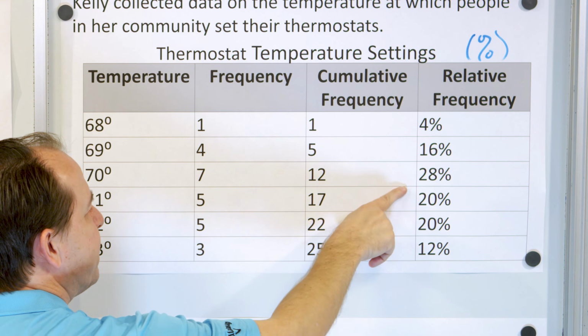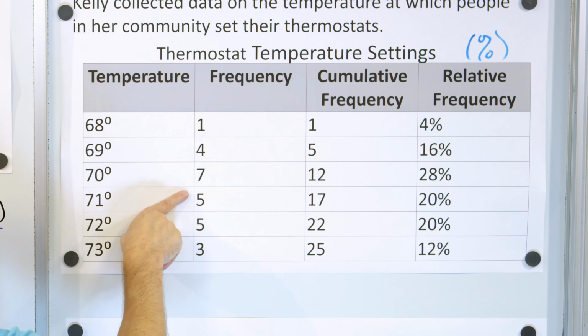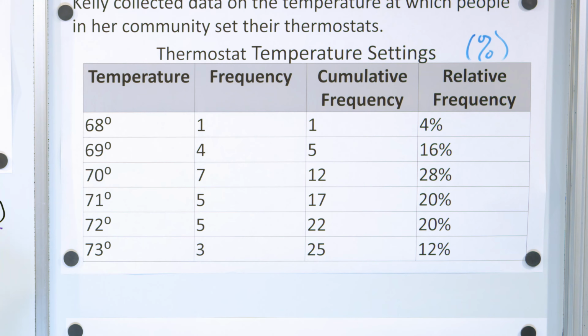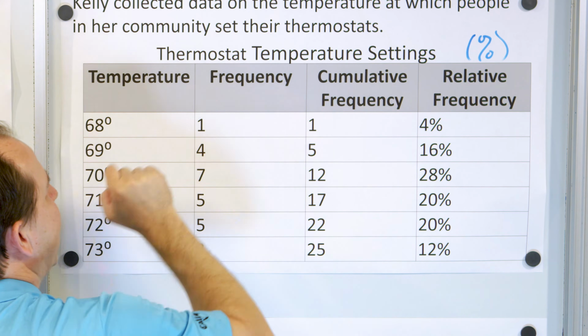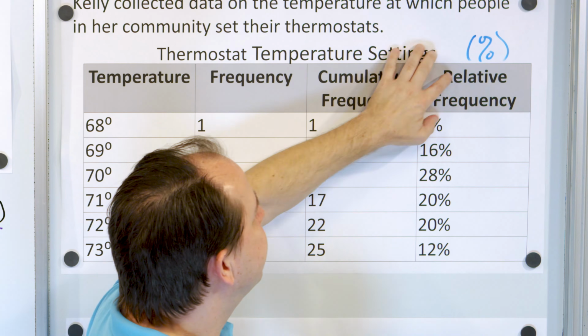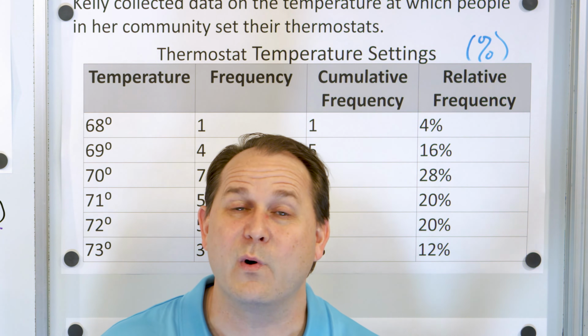We had two separate entries for 20% each. 20% answered 71 degrees, 20% answered 72 degrees. A smaller amount answered 73, and the least amount, 4%, answered there. Now, what do you think is going to happen if you add up all of those relative percentages? They should add up to 100, right?